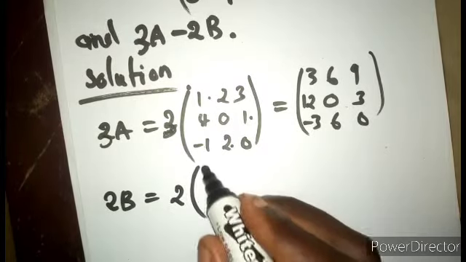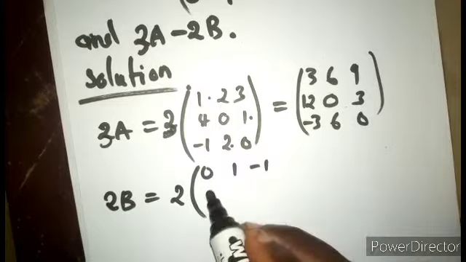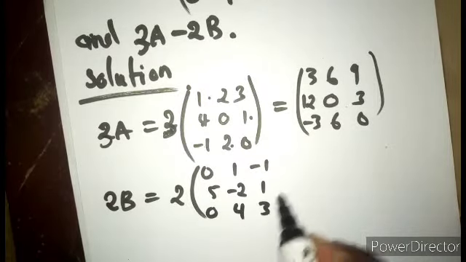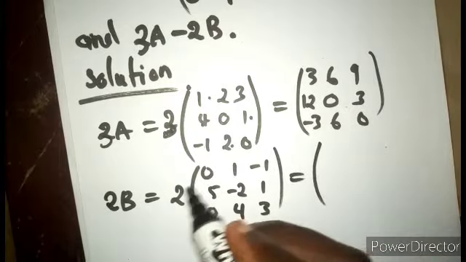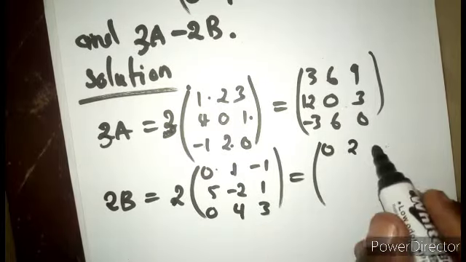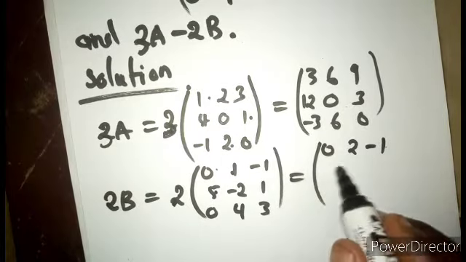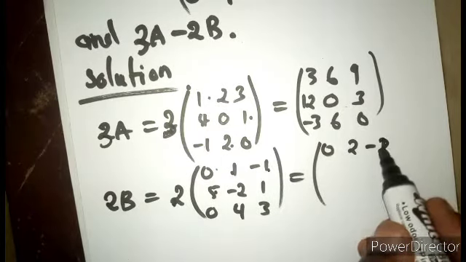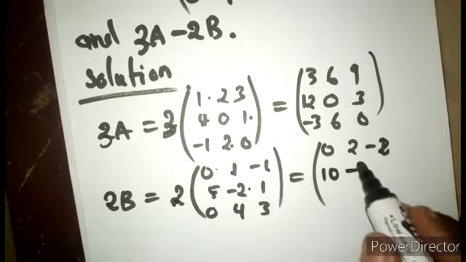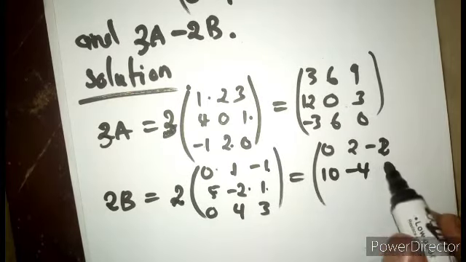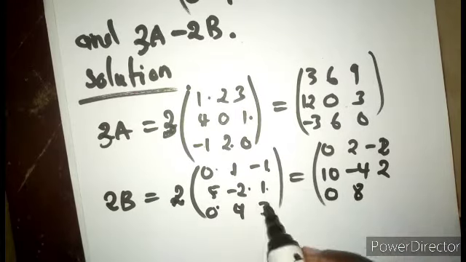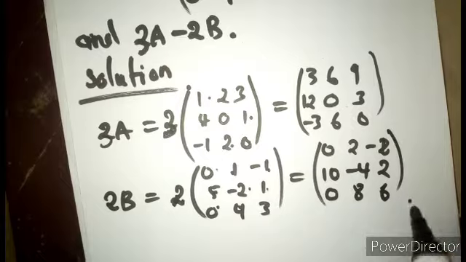That's 2 times 0, 1, minus 1, 5, minus 2, 1, 0, 4, 3. Now this is clearly 2 times 0, 0, 2 times 1, 2, 2 times minus 1 is minus 2, 2 times 5, 10, 2 times minus 2 is minus 4, 2 times 1 is 2, 2 times 0 is 0, 2 times 4 is 8, 2 times 3 is 6. Okay?